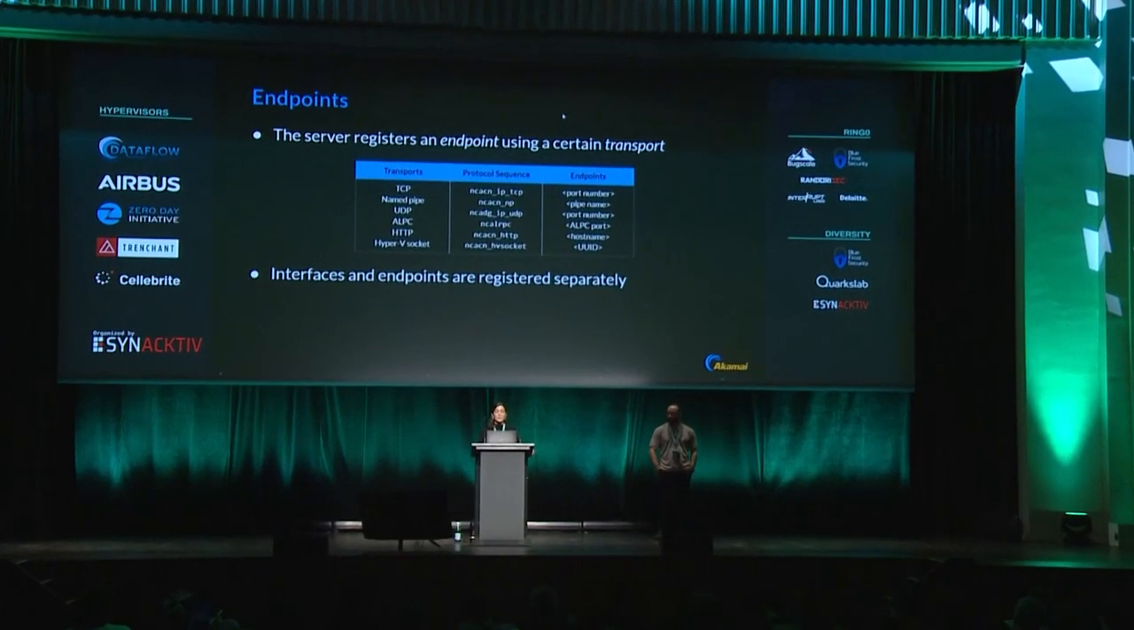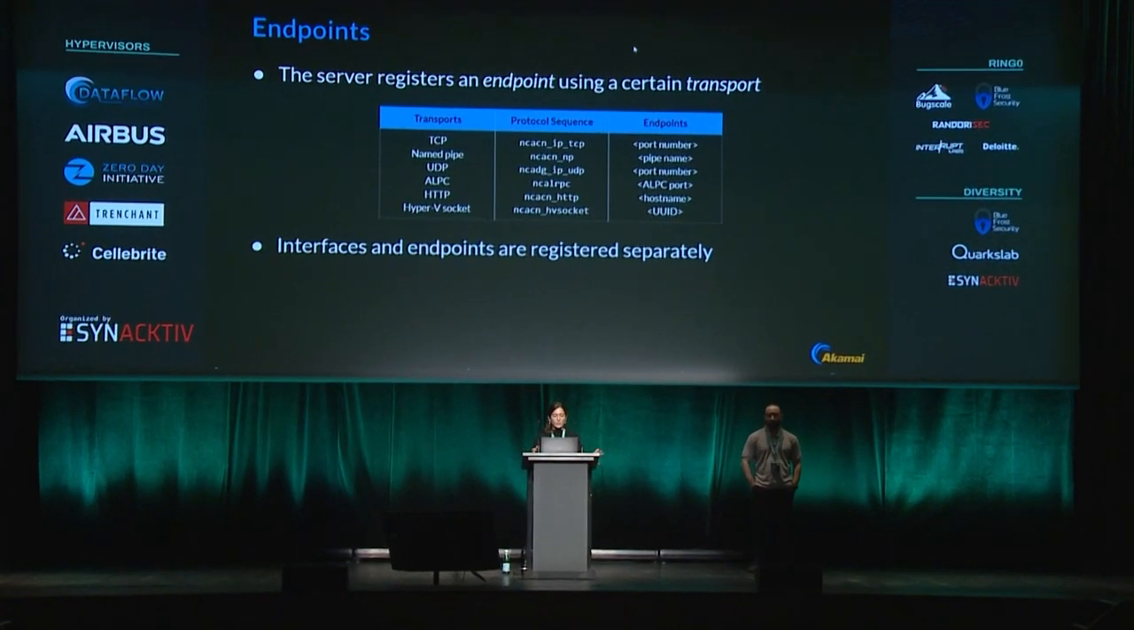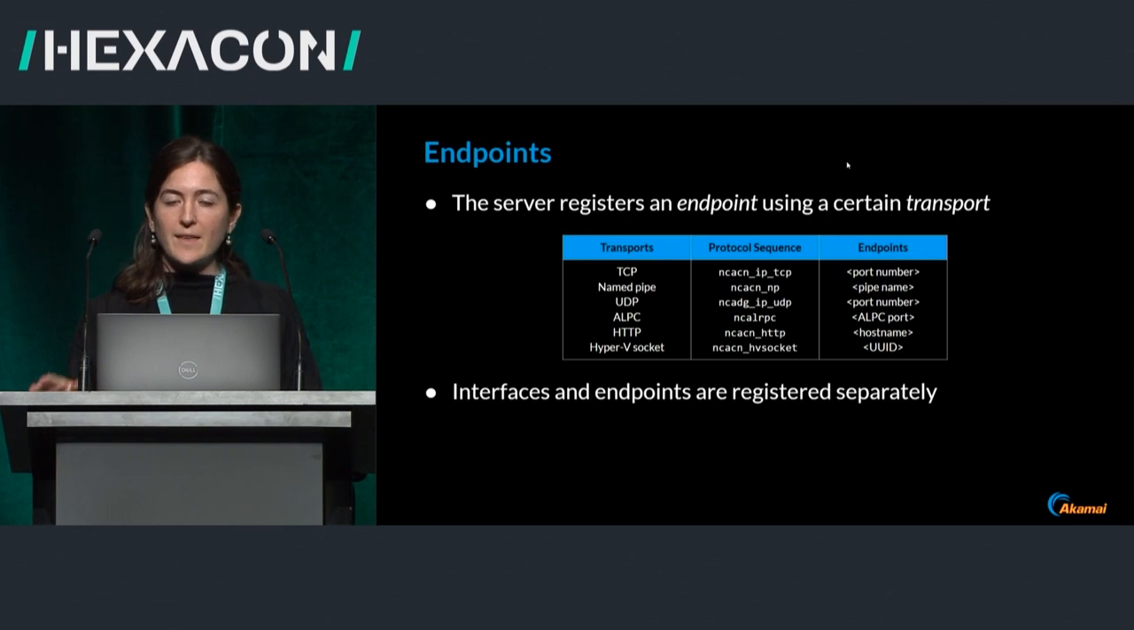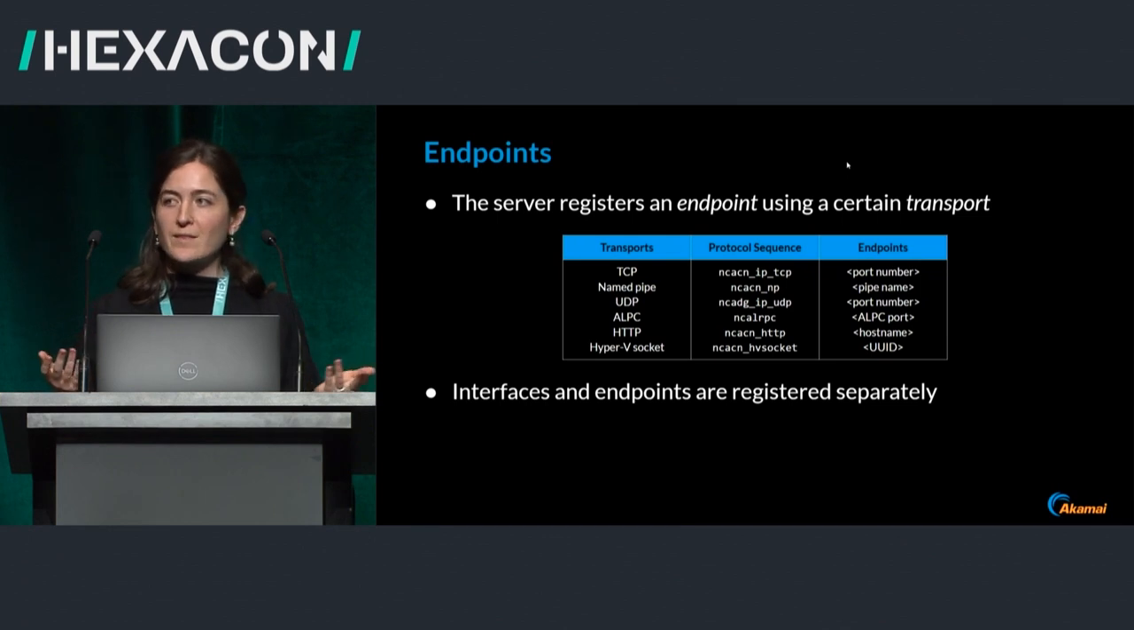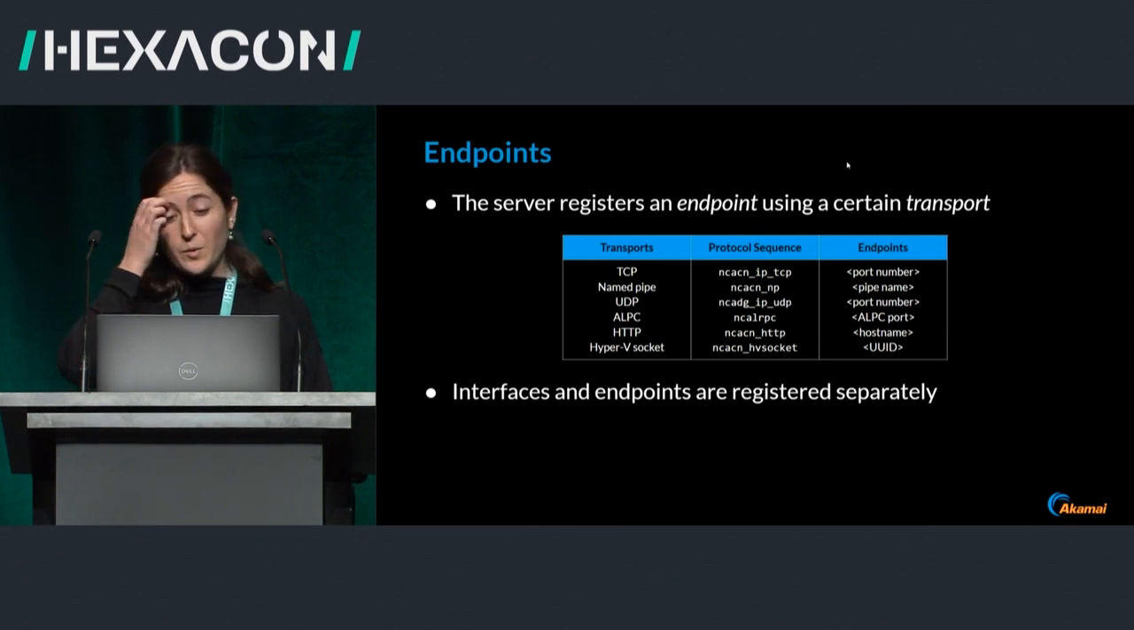Each one of these transports is represented using a protocol sequence, which is a string Microsoft defines for these transports. The endpoint itself is the actual instance the client uses, and the server too, actually. So it can be the TCP port number, the name of the pipe being used, the host name for an HTTP endpoint, and others. What's actually quite interesting to note here is that interfaces and endpoints are not tightly coupled. If I want to implement an RPC server, I can have one single interface and expose it through different endpoints over different transports, but I can do the opposite and expose several interfaces on one single endpoint. I think it's an interesting entry point for even more research.